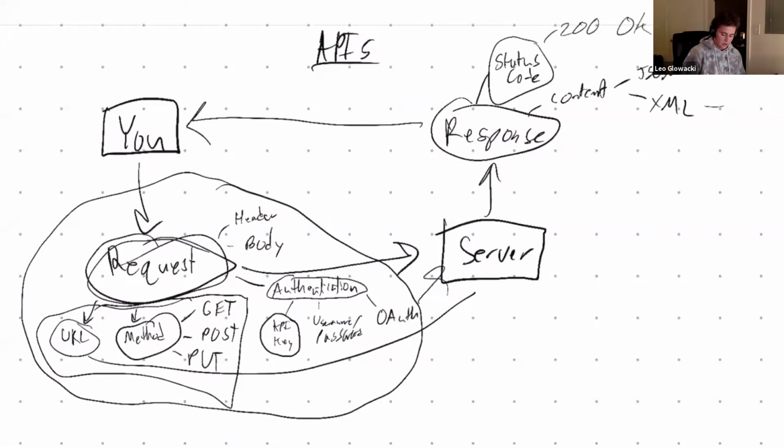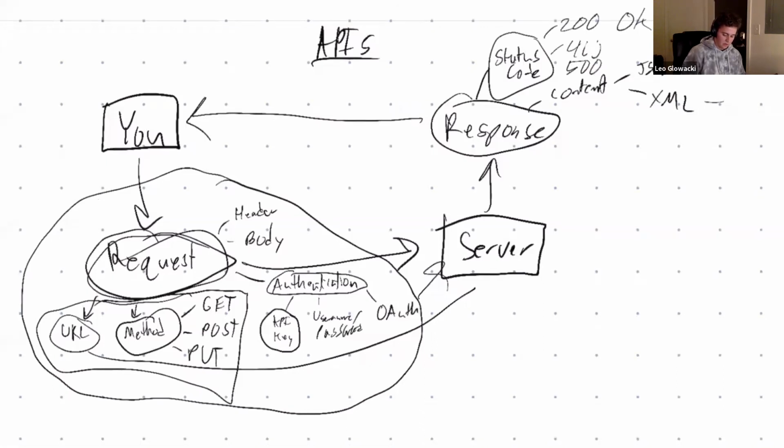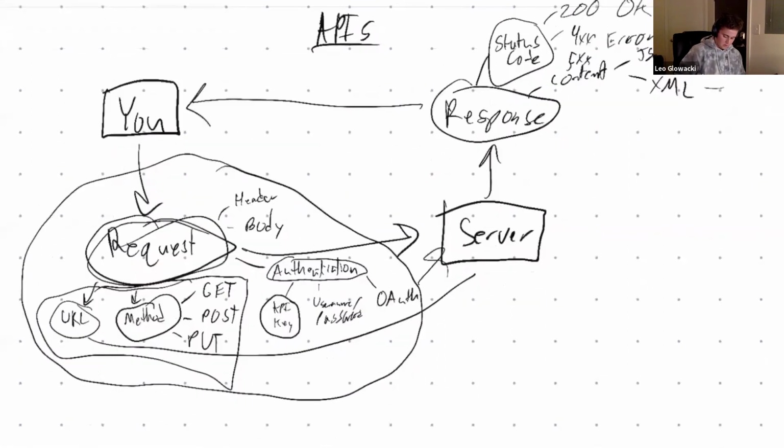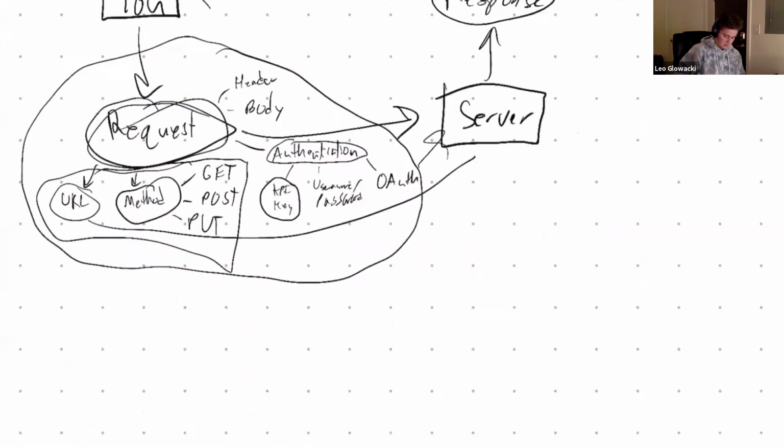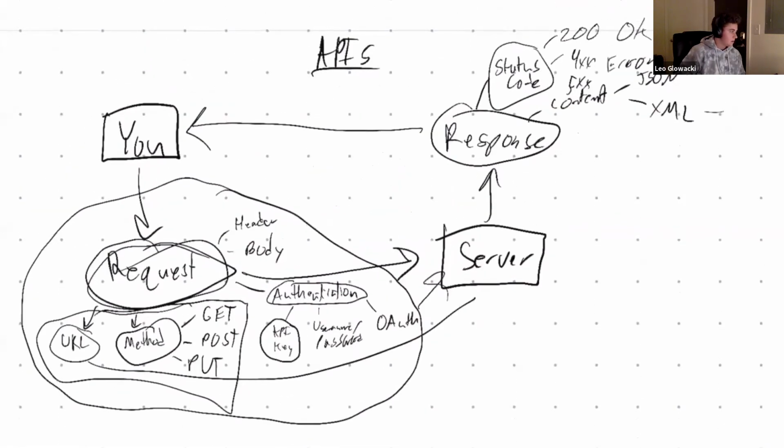200 is usually okay. Anything in the 400 to 500s are different types of errors. So that's the basic layout there.